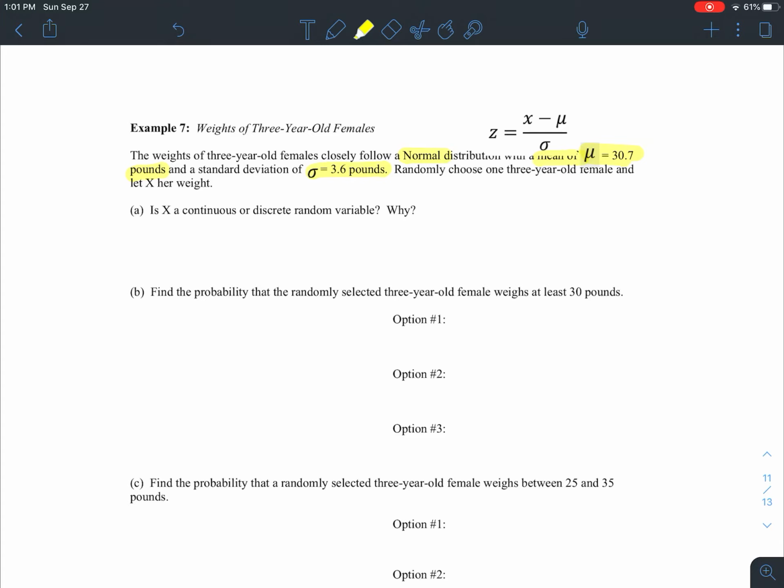If we know the shape is normal, sorry, this got blocked out a little bit. It says the mean weight of 3-year-old girls, I'll highlight that, is 30.7 pounds, okay? And then the standard deviation is 3.6 pounds. We're going to randomly choose one 3-year-old female, and we're going to let X represent her weight. So the first question is, is X a continuous or a discrete random variable, and why?